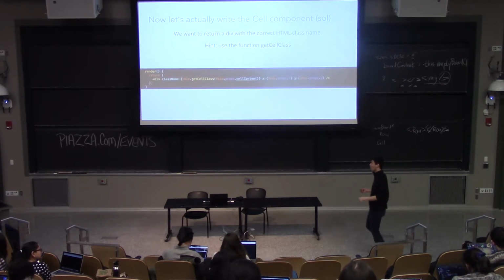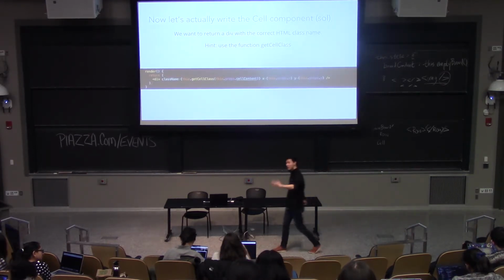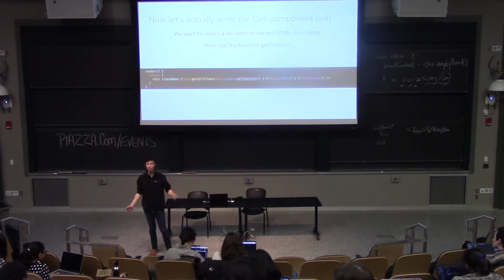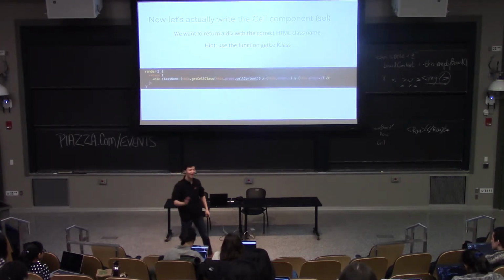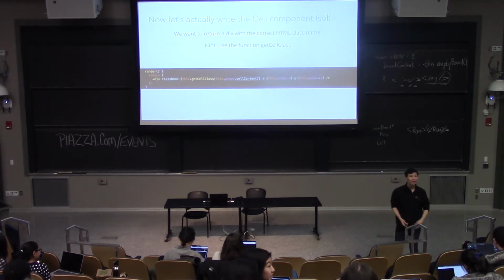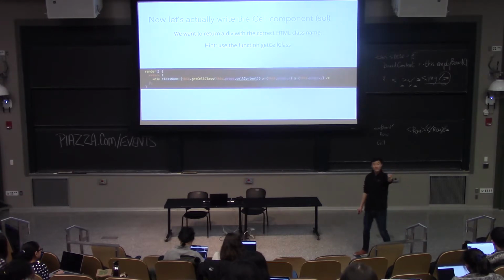So how can we make more cells? Does anyone have any ideas? Any thoughts? No? All right. Nothing is not the correct answer, by the way. Yes? In the game board, you need to make more rows, like have a loop and make more rows than just the one. That's exactly right.